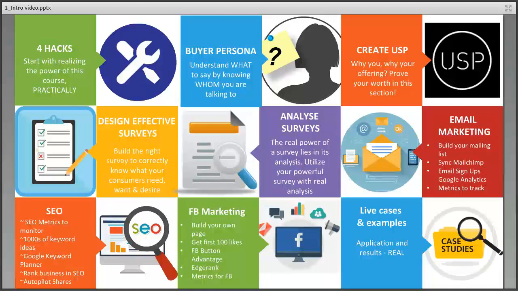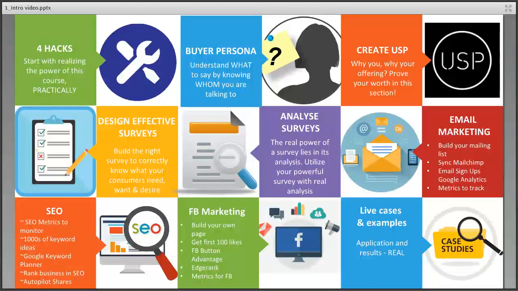The next part is one of the most traditional yet most effective methods, which is email marketing. We're going to first help you understand how you can build your mailing list, how you can sync MailChimp, how you can track email signups in Google Analytics, and what metrics should be used to track your email marketing performance. Because it's very important that you build a solid and strong email marketing list.